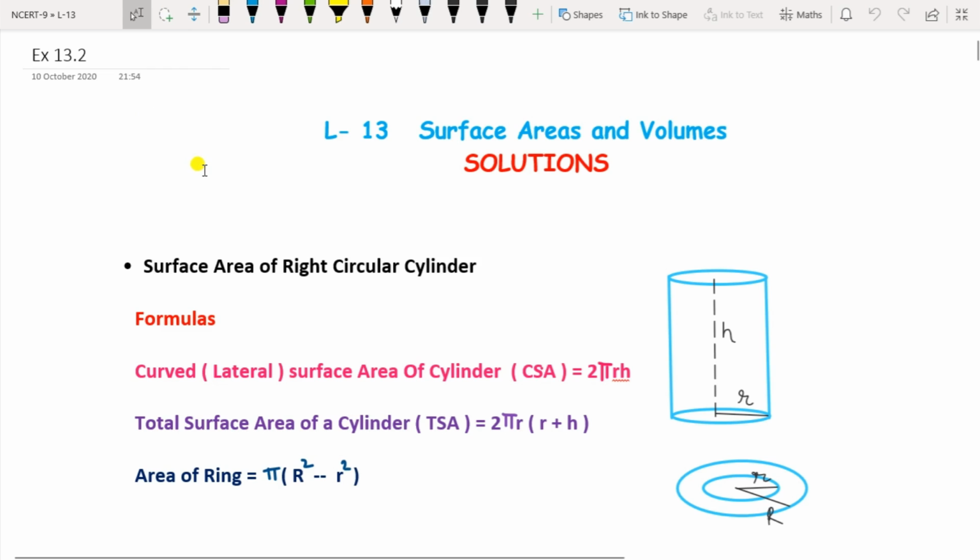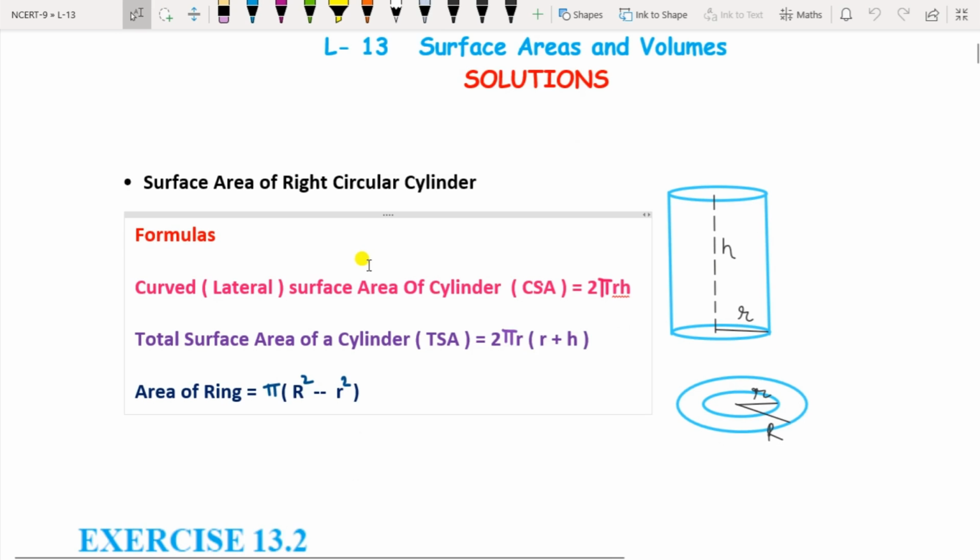If we take a number of circular sheets of paper and stack them up one above the other, we get a right circular cylinder. So this is your right circular cylinder, wherein the angle between the height and the base should be 90 degrees here.